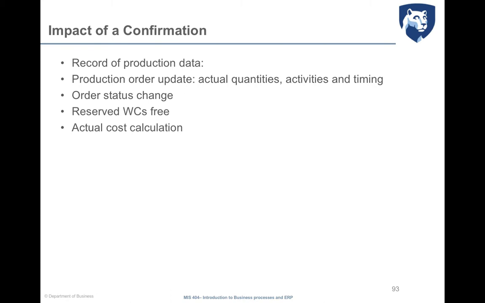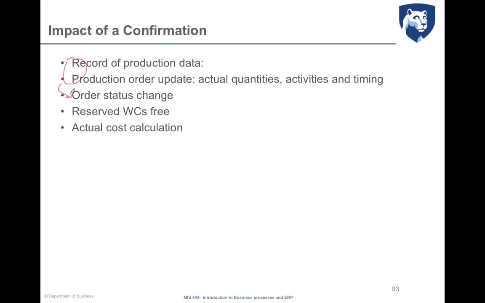The production order is updated to reflect the quantity of materials that were produced, the activities and operations that were completed, and the dates when the work was performed. So, when we have a confirmation, the first impact is that we have the definitive production data, and we can thus change the production order status to completely confirmed or partially confirmed, depending on whether the entire order quantity was produced or not.